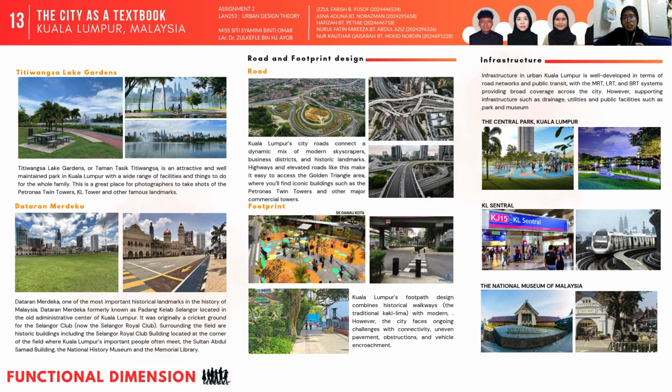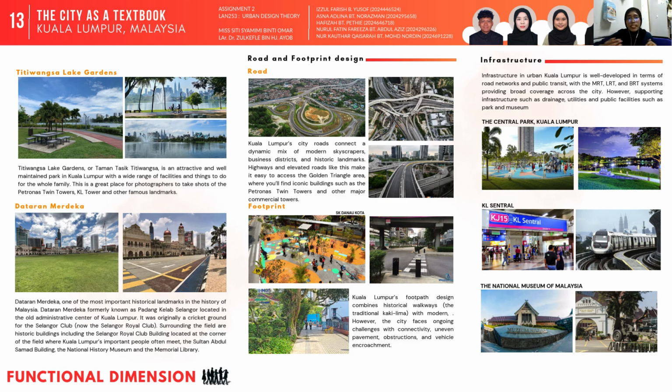Highways and elevated roads improve connectivity and provide efficient access to important destinations such as the Golden Triangle and the Petronas Twin Towers. For the footpath design, Kuala Lumpur combined traditional walkways known as kaki lima with modern pedestrian facilities. However, several issues still exist, including uneven pavement, obstructions, poor connectivity, and vehicle encroachments, which affect pedestrian comfort and safety.